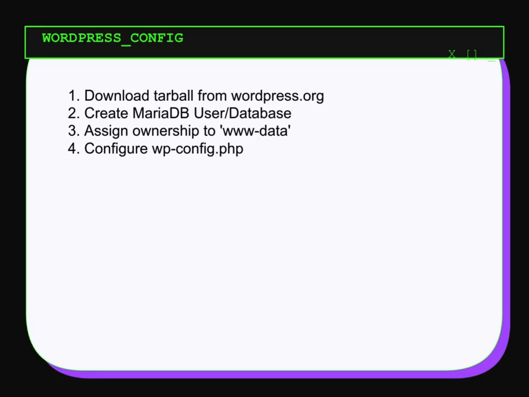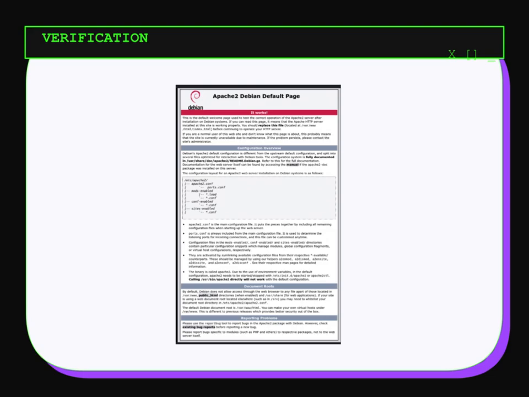Now, the WordPress configuration. To configure WordPress, I downloaded the installation package, created a database and user in MariaDB, assigned appropriate ownership to the WordPress directory, and edited the wp-config.php file. This completed the basic setup of the WordPress application. Now, this page shows the default page from Apache 2, which shows that we were able to configure the server correctly.